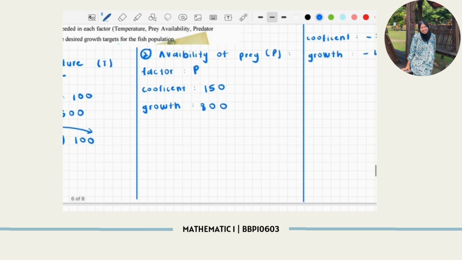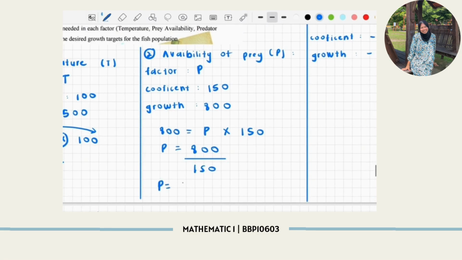And then the same goes for the availability of prey. The factor is P, the coefficient is 150, and the growth is 800. So growth 800 equals the factor multiplied with 150. So P equals 800 over 150. So the answer is 5.33. So it means the availability of prey is increased by 5.33.